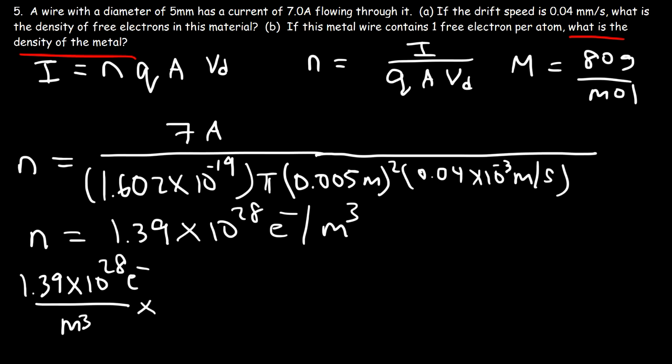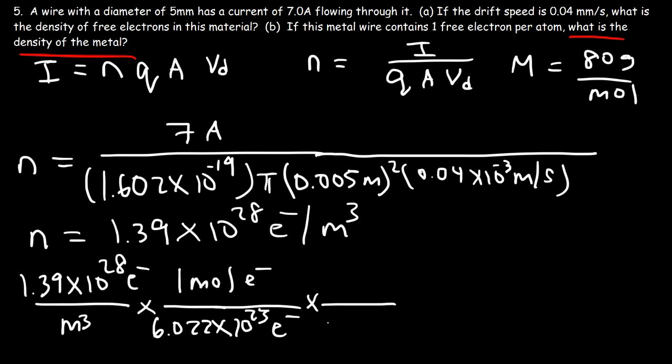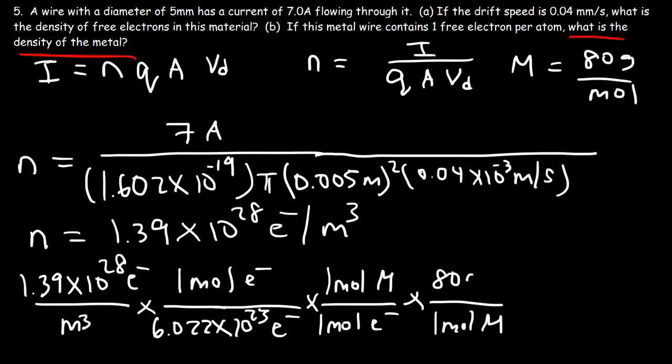And our goal is to convert electrons to kilograms. Now we need to convert electrons to moles. So there's 6 times 10 to the 23 electrons per 1 mole of electrons. And it's going to be 1 mole of electrons per 1 mole of the metal, which I'll write M for the metal. And then the metal has a molar mass of 80. So 1 mole of the metal is equivalent to 80 grams. And then convert grams to kilograms. There's 1,000 grams per 1 kilogram. So it's 1.39 times 10 to the 28 divided by Avogadro's number times 80 divided by 1,000.